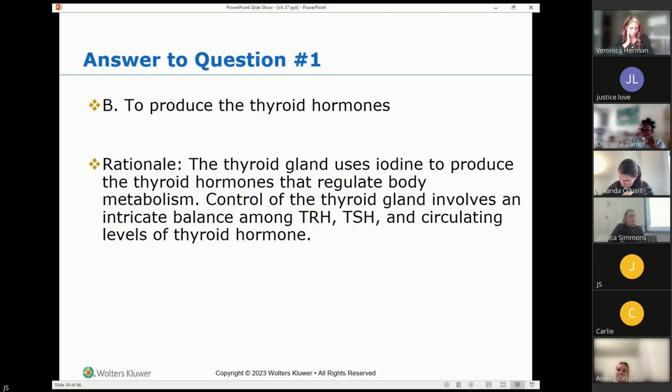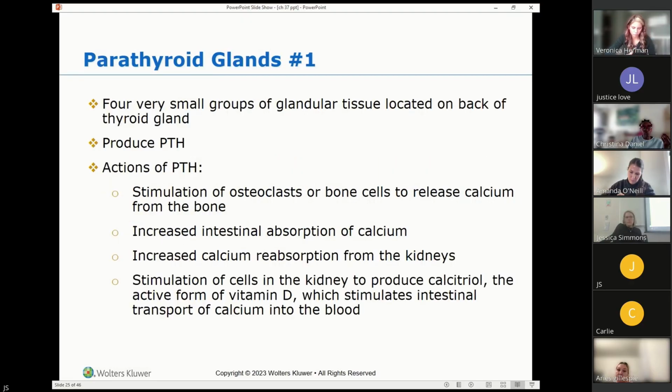Why isn't this charging? There we go. Okay.